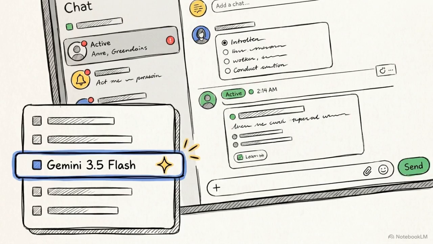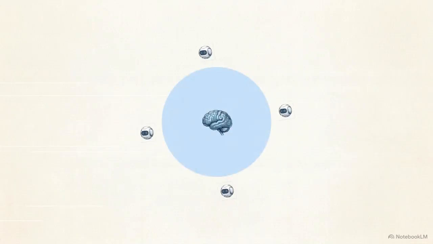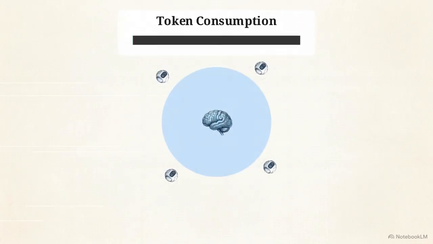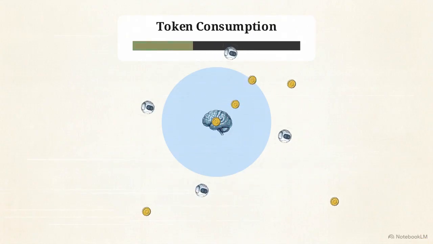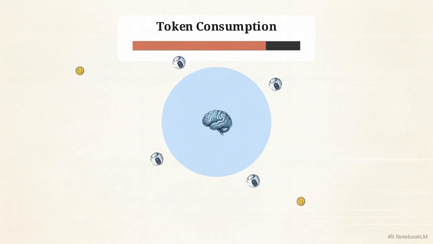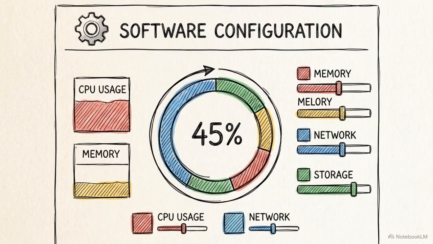Open the model picker in the bottom left of the chat window and select Gemini 3.5 Flash. This specific model is optimized for the speed required by multi-agent workflows. Because parallel tasks consume high amounts of tokens, check your daily usage in the Settings panel under the Models tab to avoid hitting rate limits mid-build.